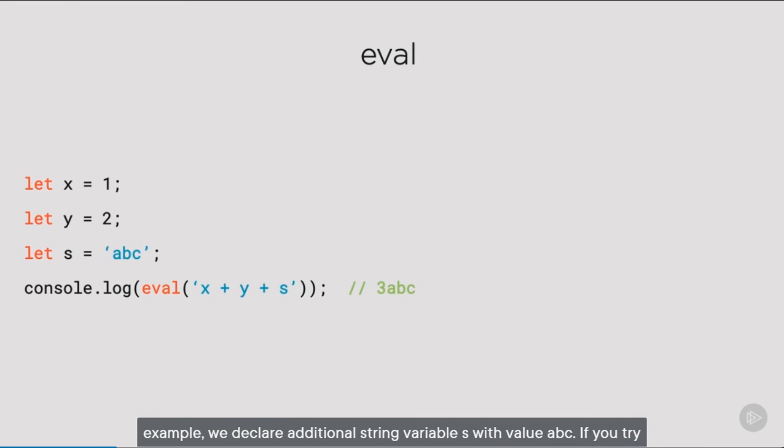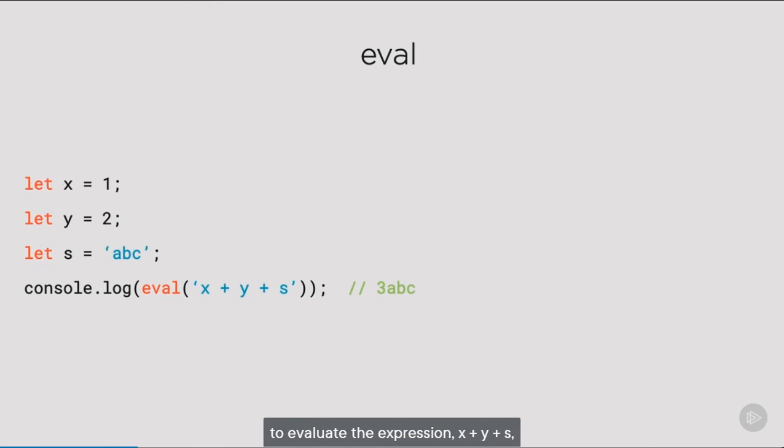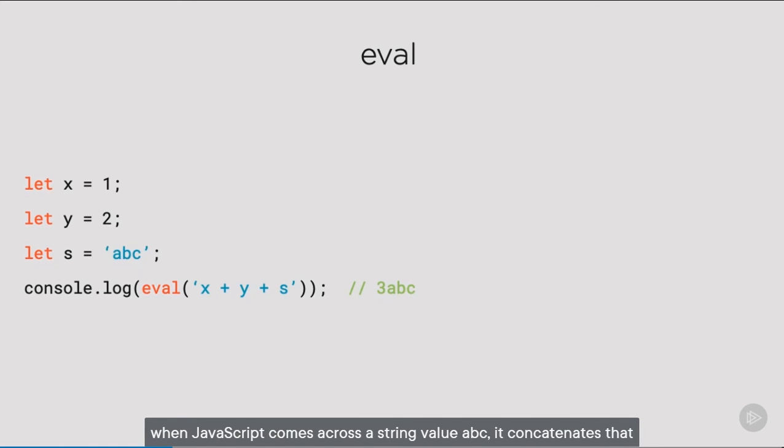In this example, we declare an additional string variable s with value abc. If you try to evaluate the expression x + y + s, the string value 3abc is displayed in the console. Therefore, when JavaScript comes across a string value abc, it concatenates that value with the number 3 and returns a string value.